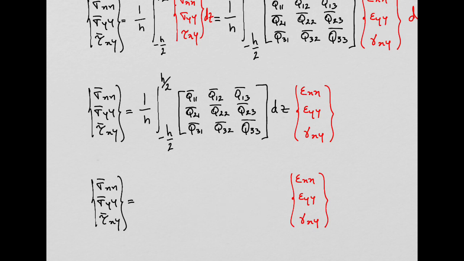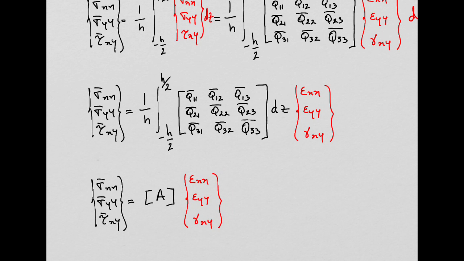And then I can write that this is going to be the stiffness of my laminate, A, and that stiffness is equal to one over the thickness of the laminate. I just need to integrate the stiffness matrix of each ply.